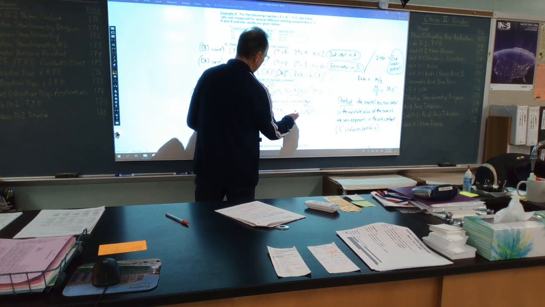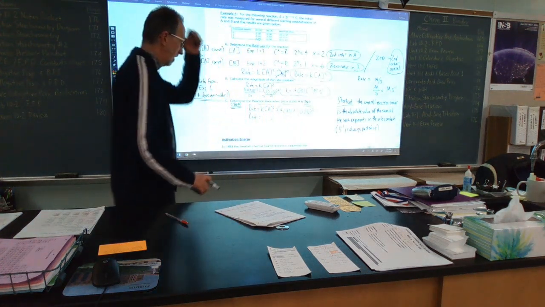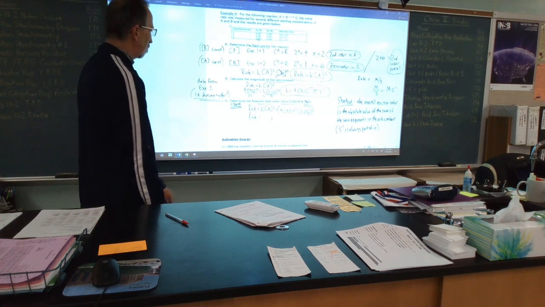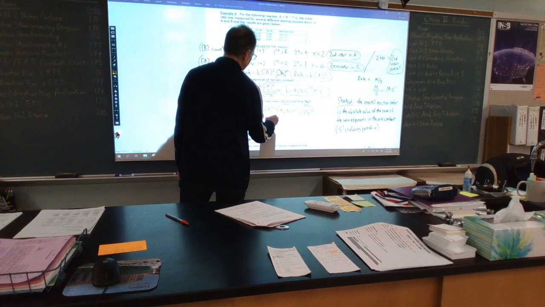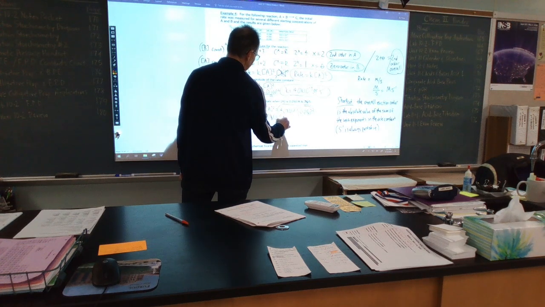4.0 times 10 to the minus third. There we go. That's our rate constant. And then 0.05 squared. Now we get 1.0 times 10 to the minus fifth molarity per second.